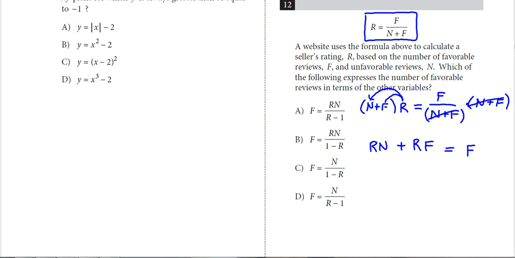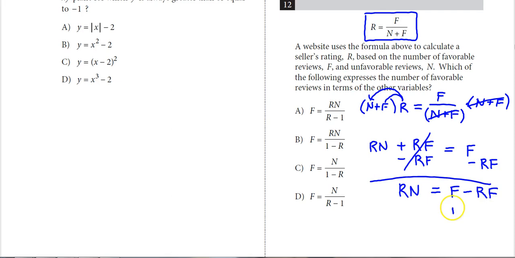So I'm going to move this to the other side. I'm going to subtract this Rf term to try to get the F's over on the same side. When I do that, this goes away, and I'm left with Rn equals F, take away Rf. Now I recognize that those two terms both have an F in them, so I can pull out a factor of F. It's kind of like the reverse distributive property.